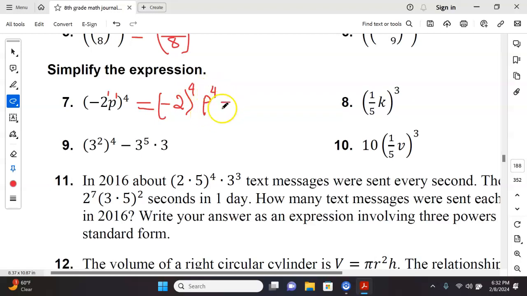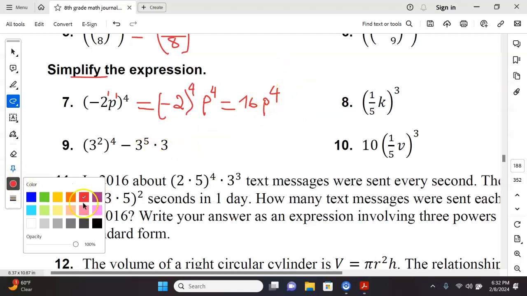Now I know some of you guys took an extra step to evaluate this, and you take negative 2 times negative 2 times negative 2 times negative 2. That will be positive 16, because the exponent is an even number and the base is negative, so you end up with 16 p to the 4th. But you don't have to do this. It's only asking you to simplify the expression. It didn't ask to evaluate. But if you have this answer, that's perfectly fine with me.